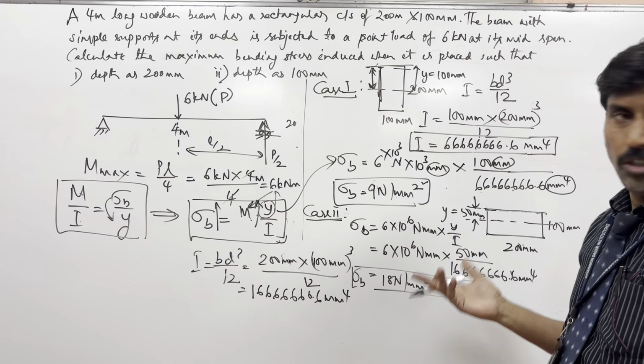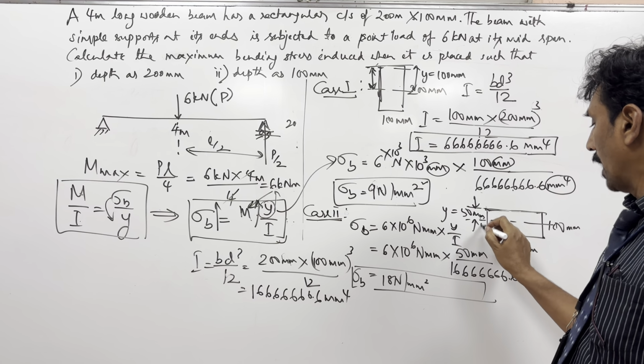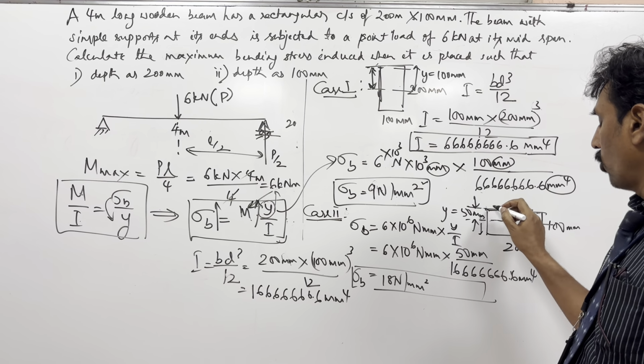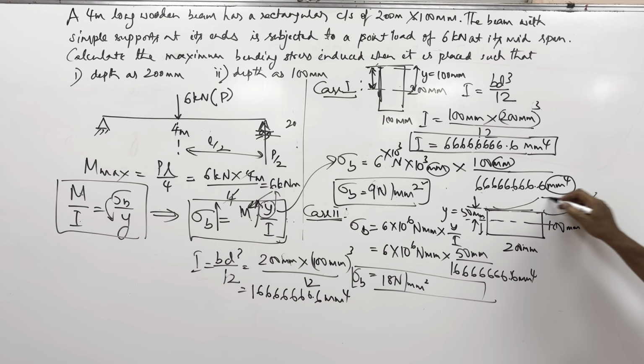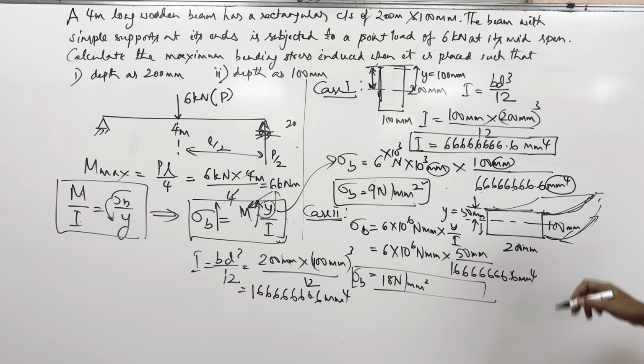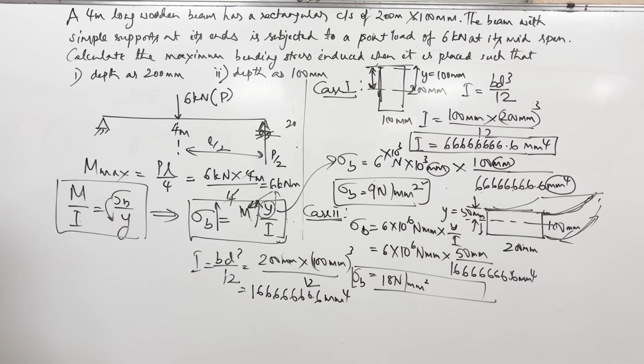So the maximum stress will be at the extreme fiber, either at the bottom or at the top, depending upon which side bends, whether it's sagging or hogging. Suppose it is bending like this, the top fibers will be in compression and the bottom fibers in tension. So like this you can decide. This is a simple numerical based on how you keep the beam, and it will decide the stress.